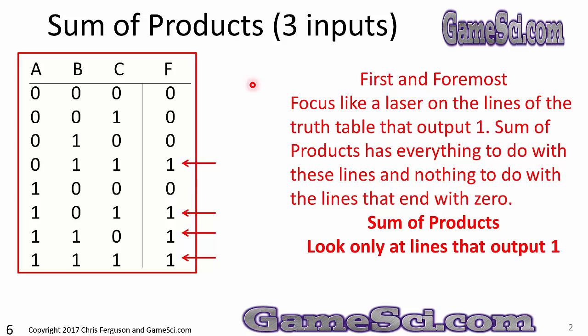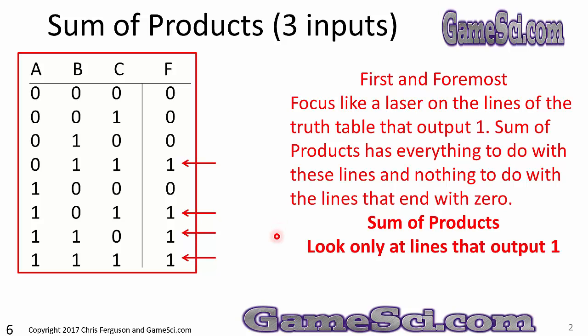First and foremost, focus like a laser on the lines of the truth table that output 1. Sum of products has everything to do with these lines and nothing to do with the lines that end in 0. Focus clearly here. We're going to do a second sum of products example with a different truth table. Let's build the sum of products expression for this truth table.